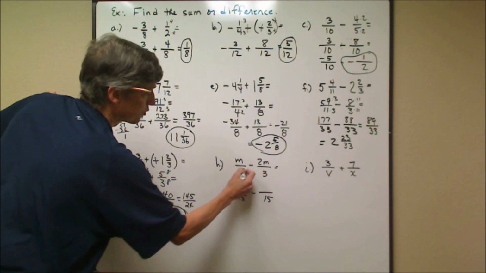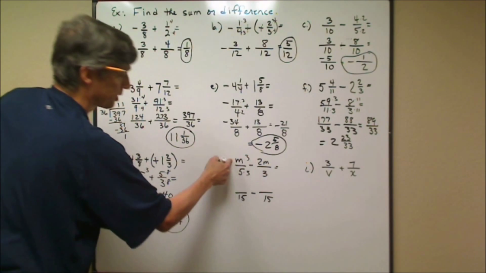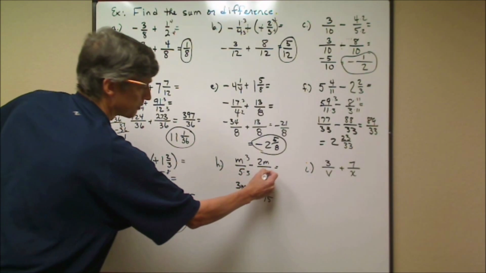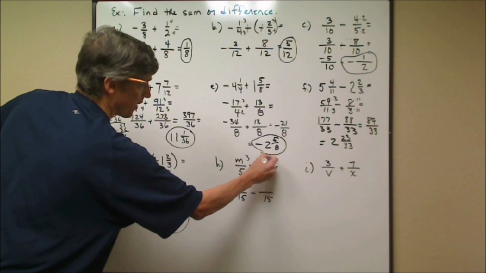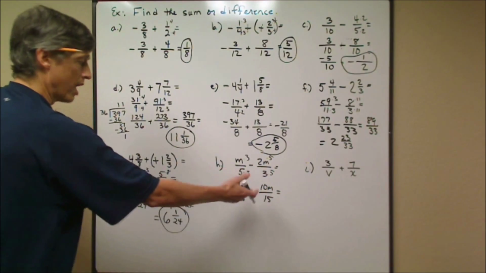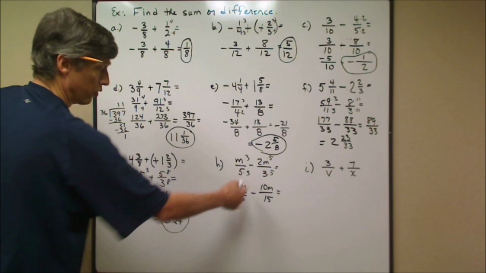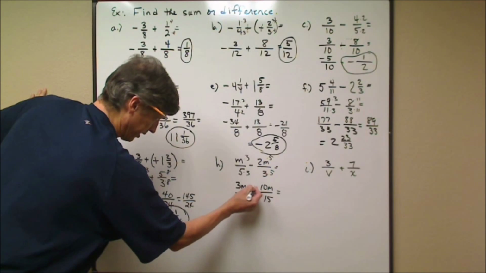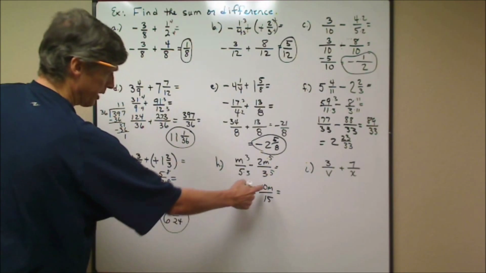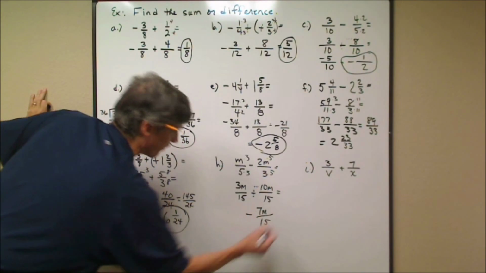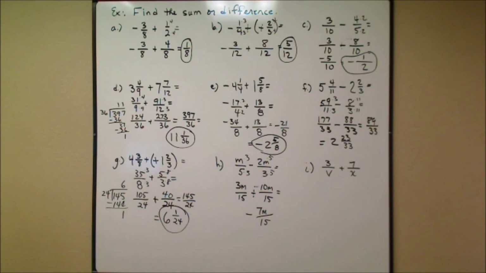So 5 times 3 gives me 15, so 3 times the top. Well, m times 3 is 3m. And times 5 to get 15, so times 5 here. 2m times 5 is 10m. This is a non-traditional subtraction. I have to subtract the numerators, and they are like terms, so I can subtract them, but I'll change it to adding the opposite. A positive 3m and a negative 10m is a negative 7m, and that's all over 15, which does not reduce. That's my answer.